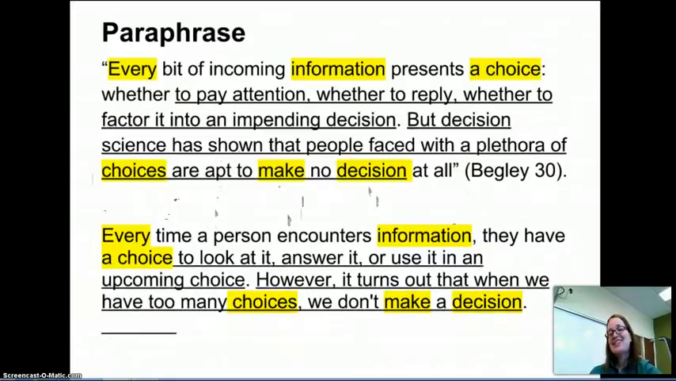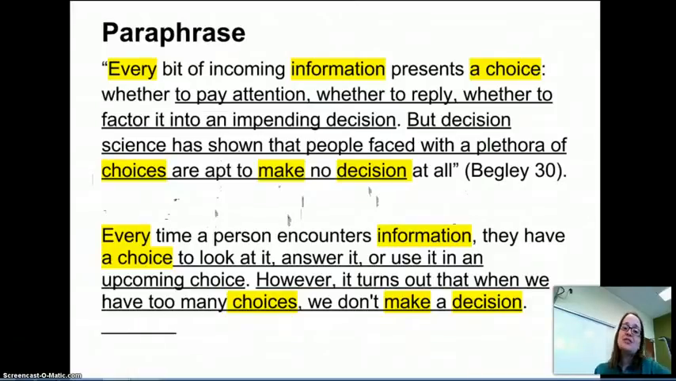Okay. The next thing is, if you look at the information that I've underlined, the writer on the bottom has changed the words, but they haven't changed the sentence structure. "But decision science has shown, however it turns out, when people are faced with a plethora of choices..." "It turns out when we have too many choices, are apt to make no decision at all." We don't make a decision. It's the same sentence structure. This happens a lot if you are looking at the original too closely while you're writing your sentence. Your brain gets stuck on that sentence structure and it likes it. It's probably well written if it's in your source.